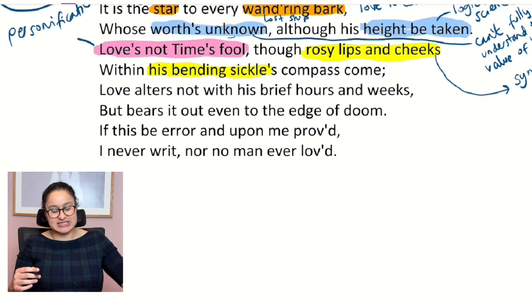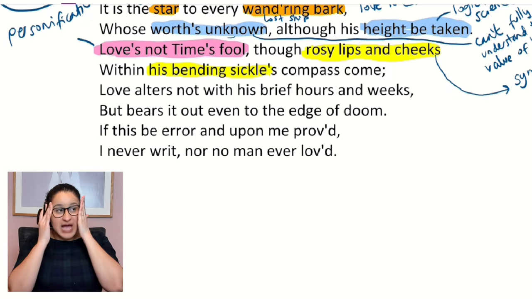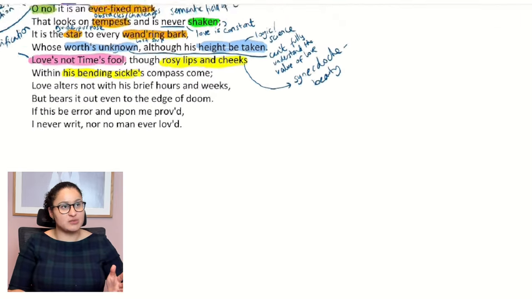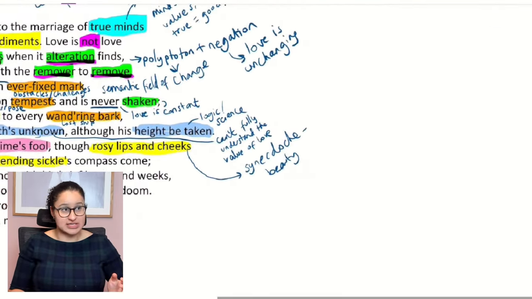And it says, within his bending sickle's compass. Now for that, what is the compass? Essentially, this is where I'm going to do a little bit of art. Are you ready to see how terrible I am at drawing?